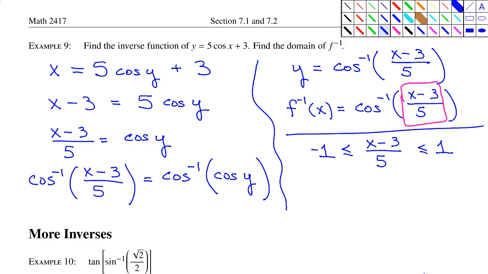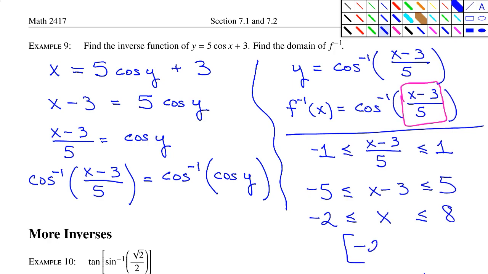It's a triple-sided inequality, I guess. So it's -5 is less than or equal to x minus 3, which is less than or equal to 5. We get that by multiplying all three parts by 5. And then I'm going to add 3 to everything. So we're going to get -2 is less than or equal to x, which is less than or equal to 8. So the domain is from -2 to 8.